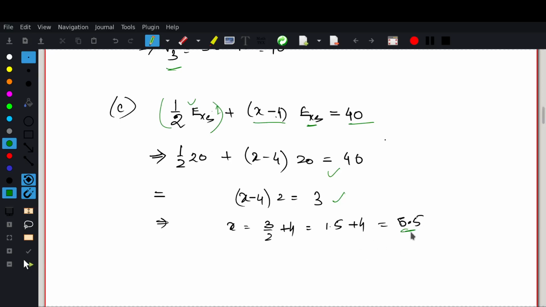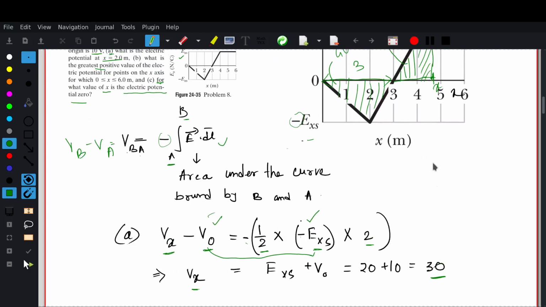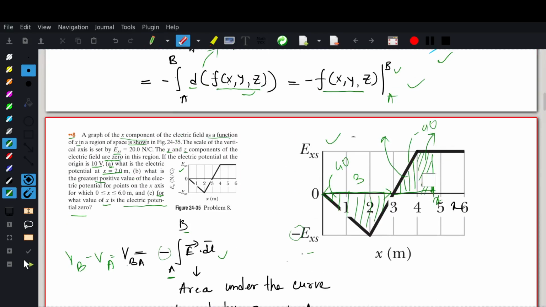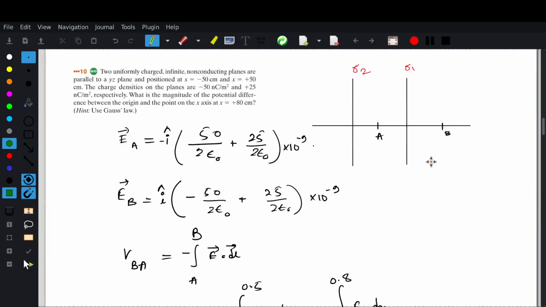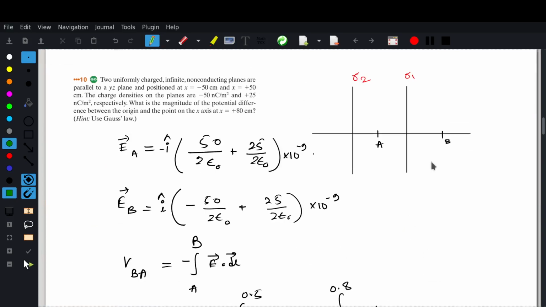So we will just plug in some values and solve this. This gives us x is equal to 5.5. So at something like x is equal to 5.5, around exactly here, the areas will cancel each other, so the net potential at x will become 0. Okay, so let's move on to the next problem.